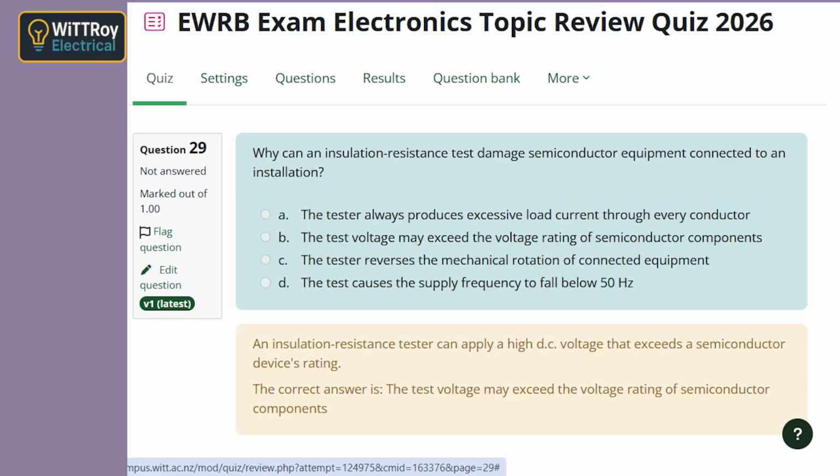An insulation tester is designed to apply a relatively high DC test voltage while limiting current. The main risk is voltage stress, not ordinary load current. The test voltage may exceed the rating of semiconductor junctions, suppression components, or control inputs, so sensitive equipment must be isolated or tested by an approved alternative method. Okay, not the option I chose. It should be, the test voltage may exceed the voltage rating of semiconductor components. Yes, exactly. An insulation resistance tester can apply a high DC voltage that exceeds a semiconductor device's rating. I understand. The insulation tester may apply a voltage high enough to damage the semiconductor components.